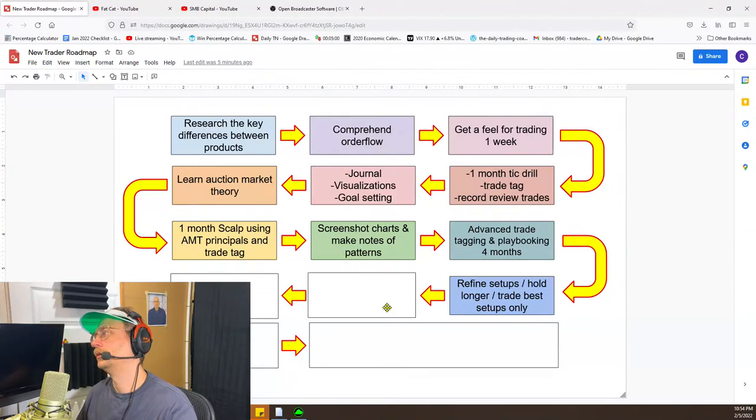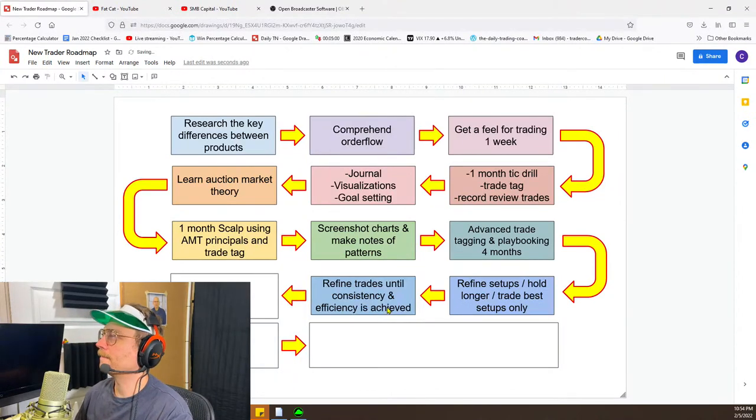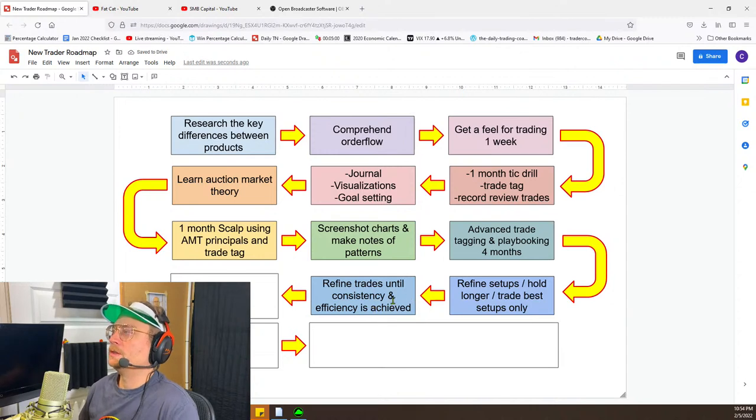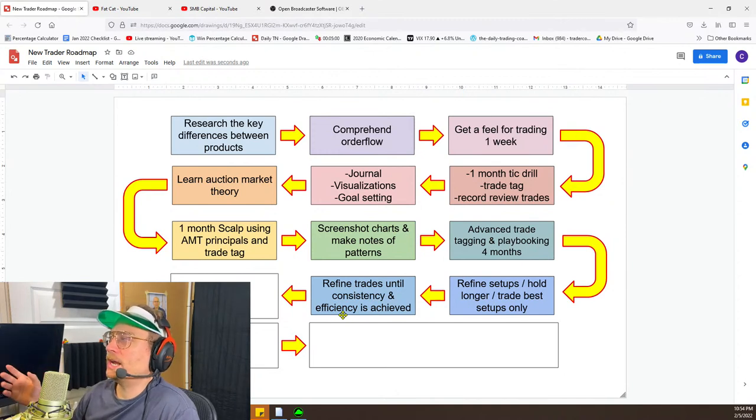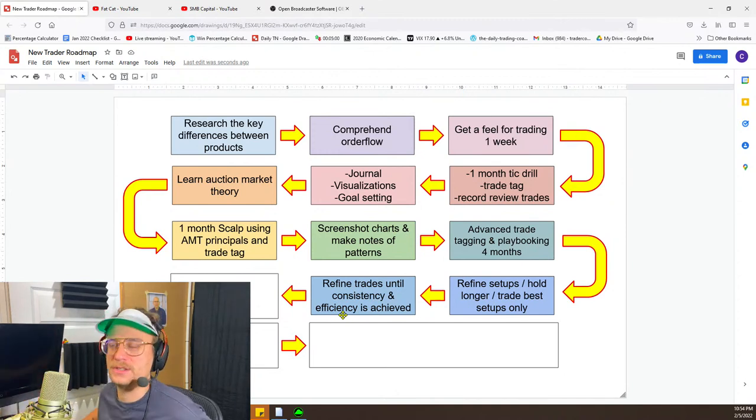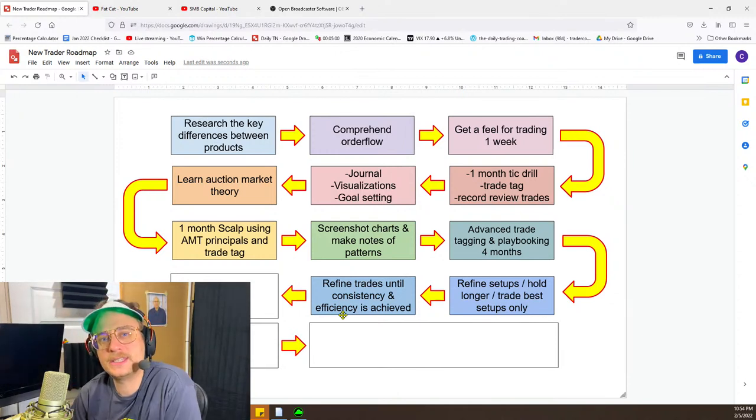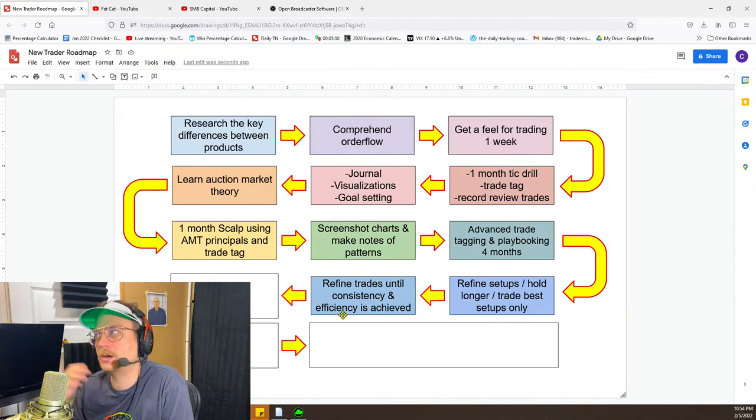Anyways, so you want to refine the setups. This is happening at the same time as the last two. You want to keep refining your trades until consistency and efficiency is achieved. So you want to start to see consistency in your trading. And you're going to stay on demo as long as possible, in my opinion. Again, you don't have to do what I say, and I don't care, because most people won't. And then they're going to cry and complain that they can't figure it out.